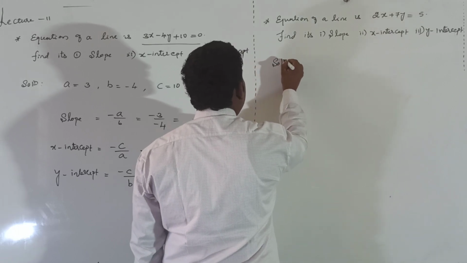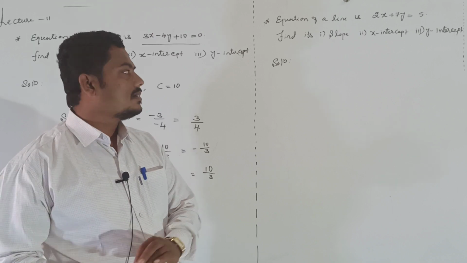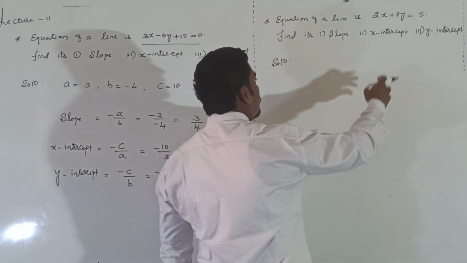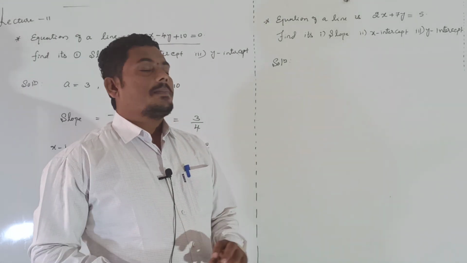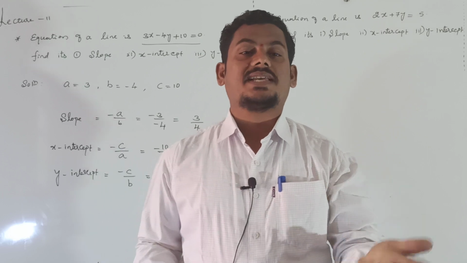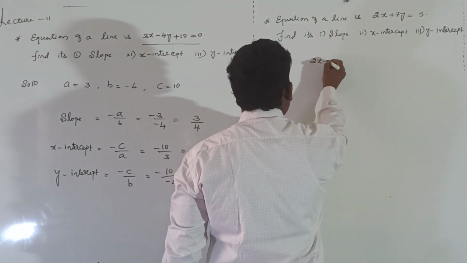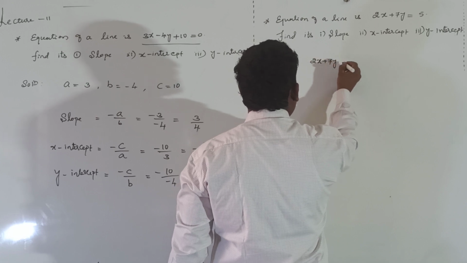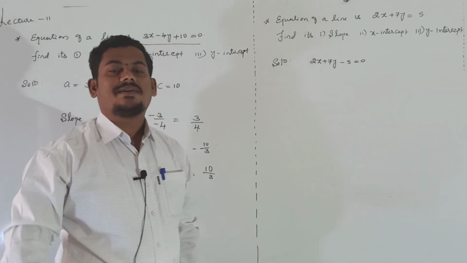Then comparing with the standard equation of the straight line, or the general equation of the straight line, tell me what is a value, b value and c value. First write this equation in the form of ax plus by plus c equal to 0. 2x plus 7y minus 5 equal to 0. It should be in the standard form.